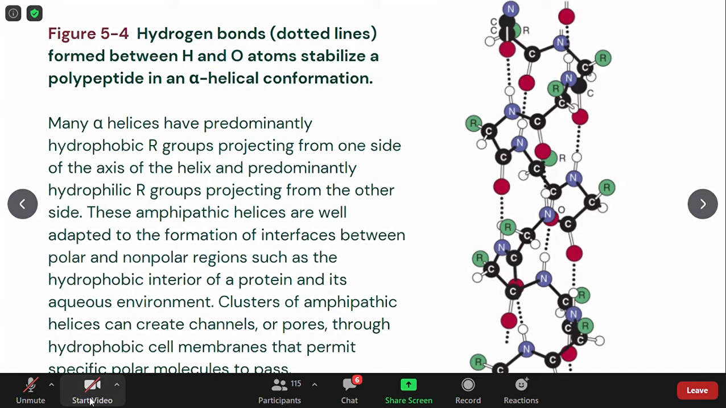Just like when you are going to tie your two fingers with a string, a thread that can easily be broken. But if you have so many threads wound over it, you cannot easily break it with your two fingers. And this is here because of the number of hydrogen bonds.